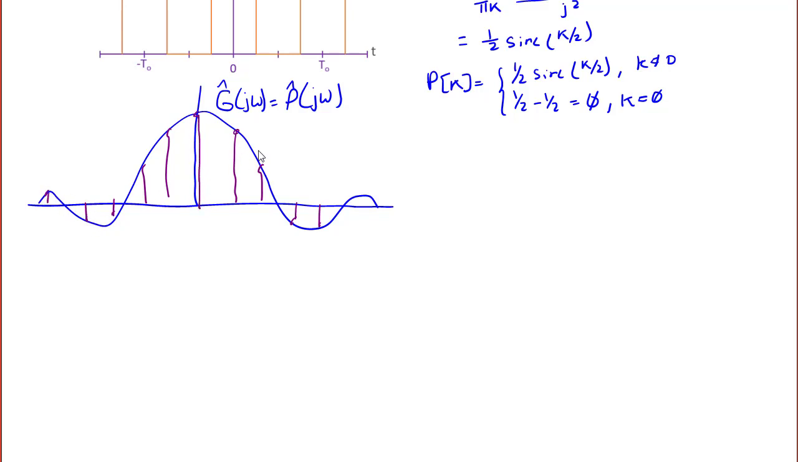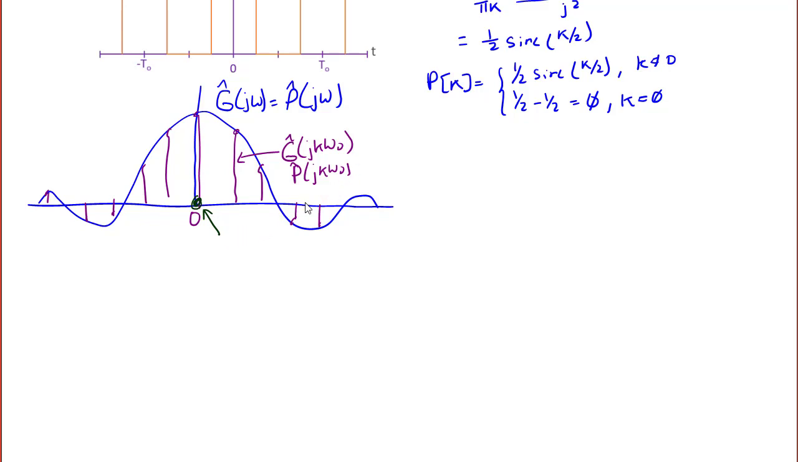And all of these samples here represent G hat of jk omega naught, and all of them except for the one at 0 would represent P hat of jk omega naught, because at 0, P hat of jk omega naught is a 0. So this one right here would represent that sample.